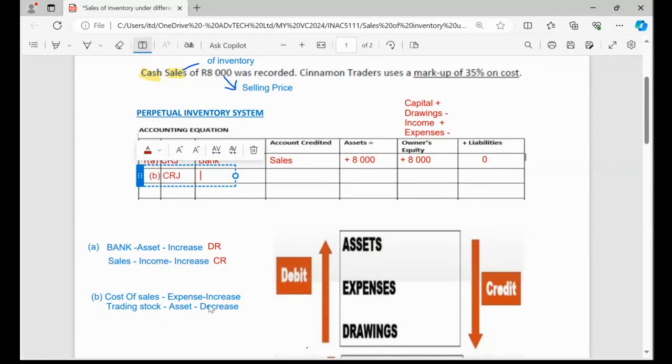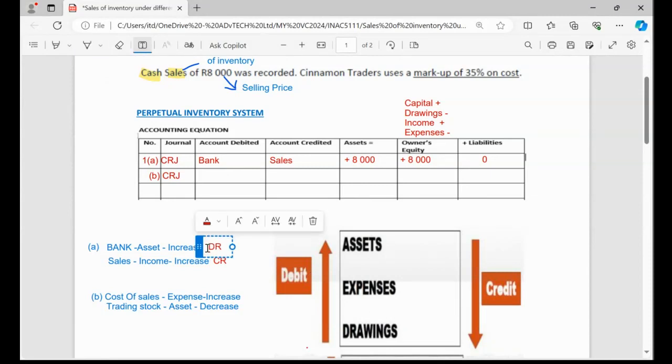Remember, we're on the B. We said the account debited, we need to decide. Remember, we didn't decide here. So we must go back and check the rules. So if you can check here, we have got cost of sales. Cost of sales is an expense, and the expenses are increasing. So we go to the box where we see expenses and check the arrow that goes up. So they increase on the debit side. Can you see how easy that is?